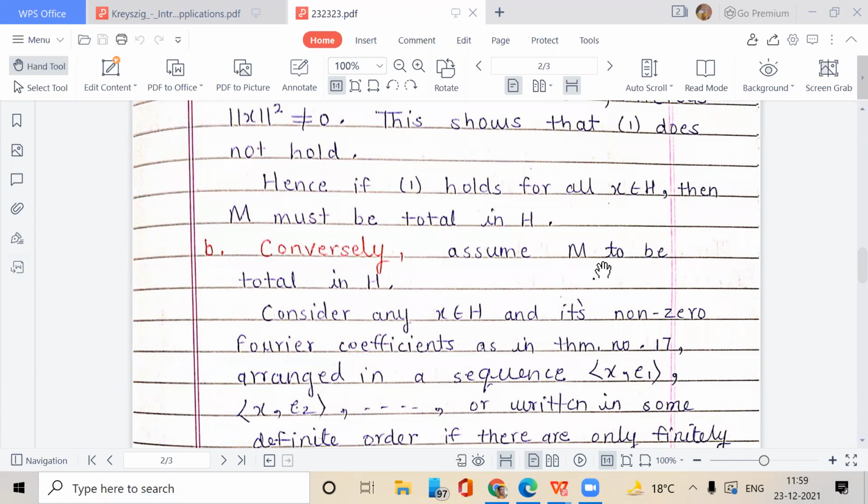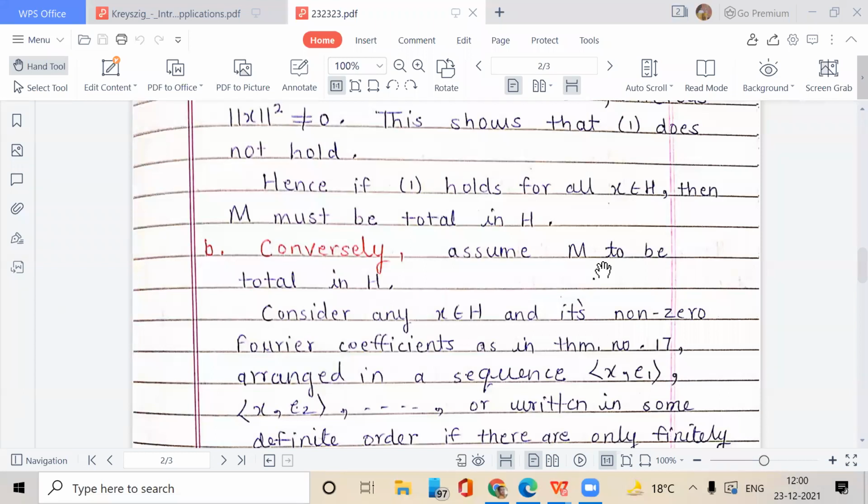Any element small x in an inner product space capital X can have at most countably many non-zero Fourier coefficients inner product x, ek with respect to an orthonormal family ek, k belongs to index set in capital X. Hence, with any fixed x belongs to capital H, we can associate a series summation over k inner product x, ek into ek.